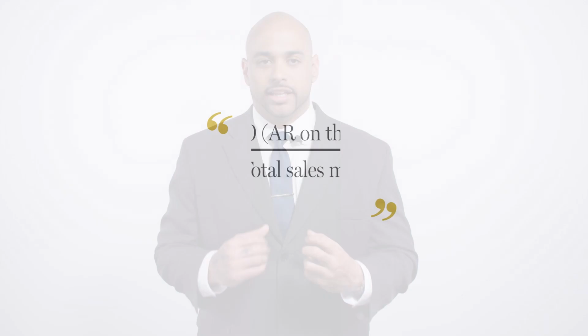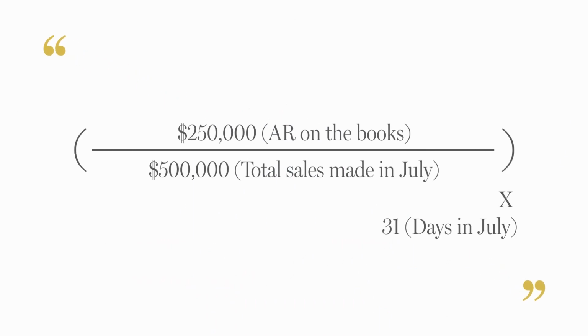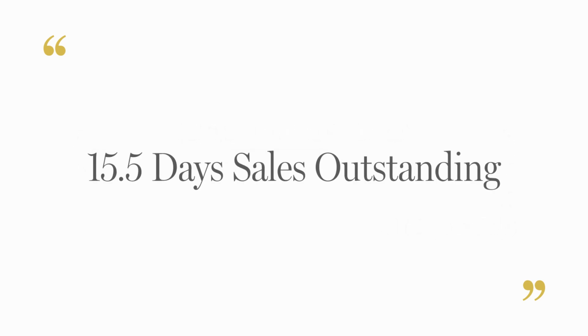So in July, there's 31 days. Let's just say company A wants to calculate their DSO for July. So they would go $250,000, which is the accounts receivable left over on the books, divided by $500,000, which is the total sales that were made in July. Then they would multiply that by 31 days, which is, of course, how many days are in the month, and it would produce a 15.5 days sales outstanding, which means that on average in July, it took them about 15.5 days to convert a receivable into cash.